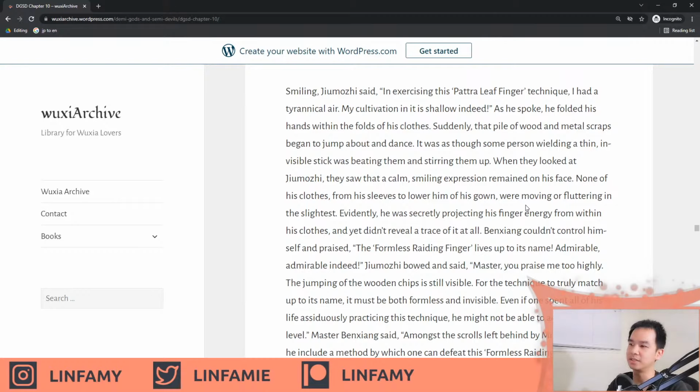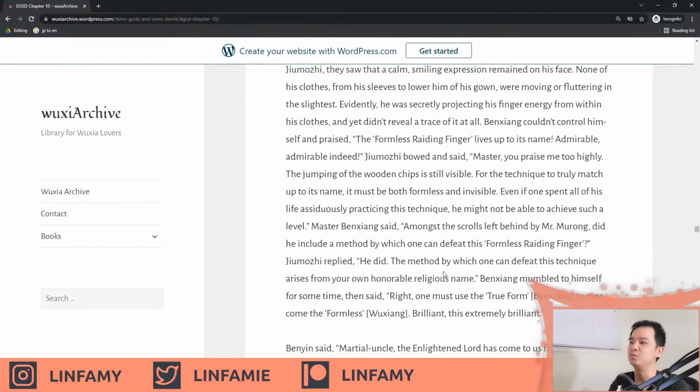Evidently, he was secretly projecting his finger energy from within his clothes, and yet didn't reveal a trace of it at all. Bunxiang couldn't control himself and praised, The formless raiding finger lives up to its name. Admirable! Admirable indeed. Jiamozu bowed and said, Master, you praise me too highly. The jumping of the wooden chips is still visible. For the technique to truly match up to its name, it must be both formless and invisible.